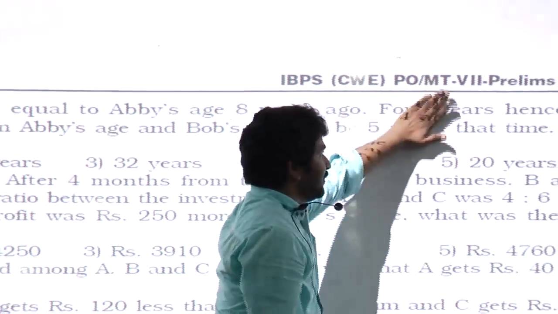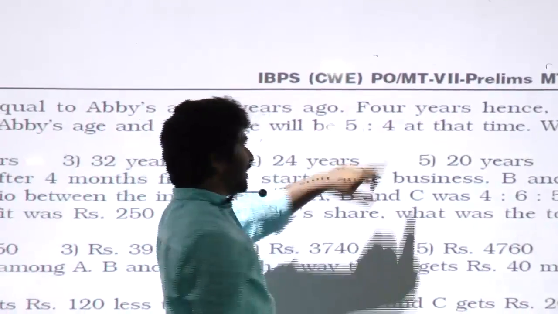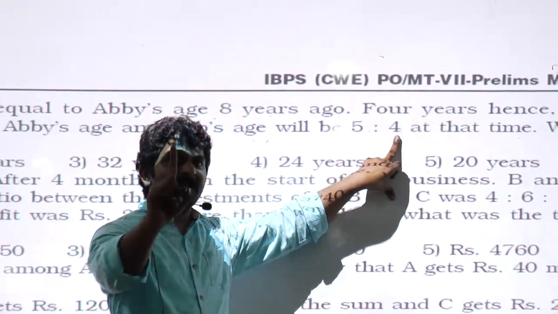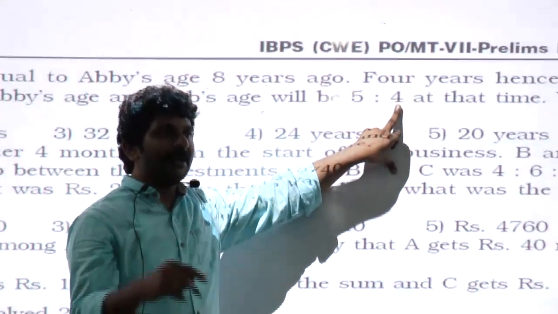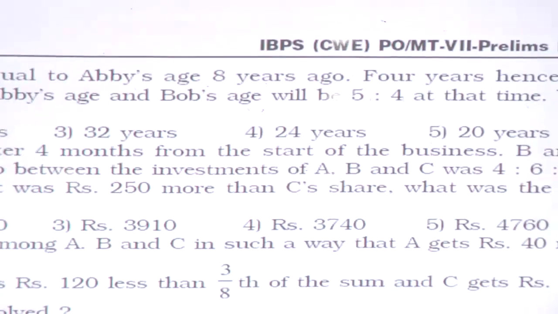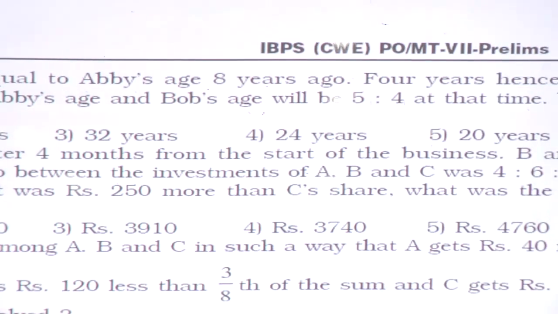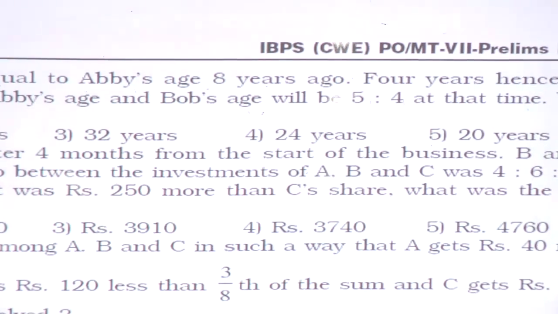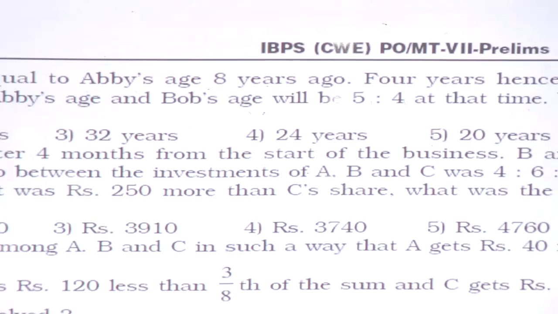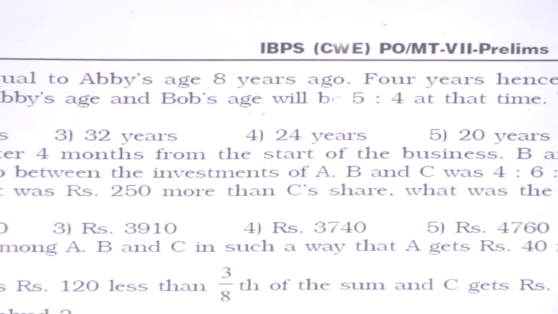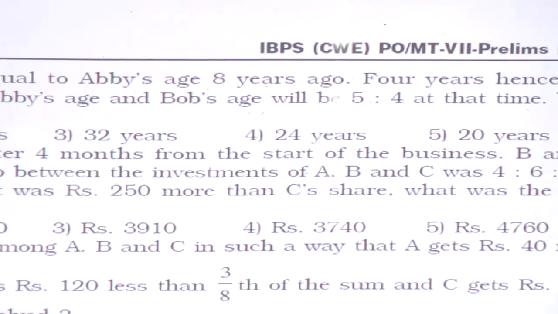And what is your question? Bob's present age. Bob's age is 4 parts. If 1 part is 8, 4 parts will be 32. So Bob will be 32 years old. When was that? After 4 years. If after 4 years Bob's age will be equal to 32, present age of Bob should be equal to 28. Next.